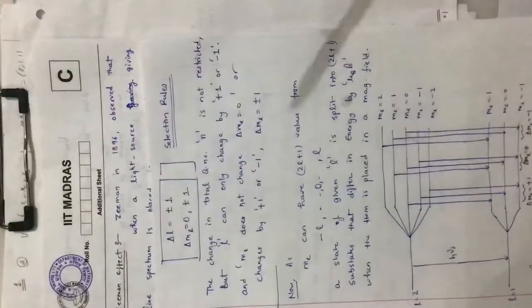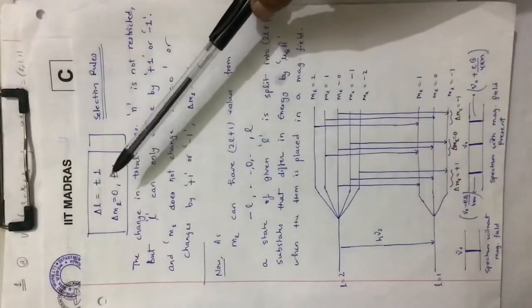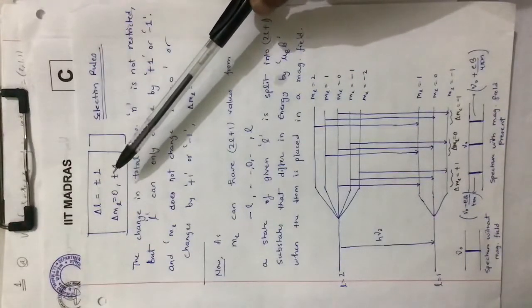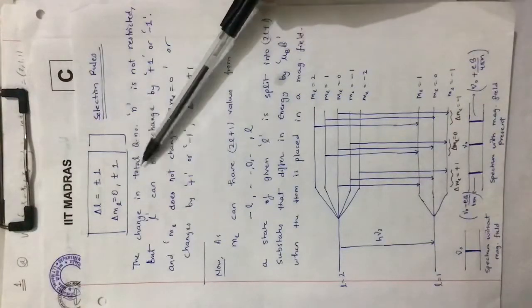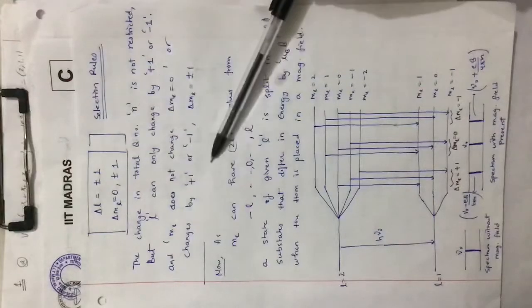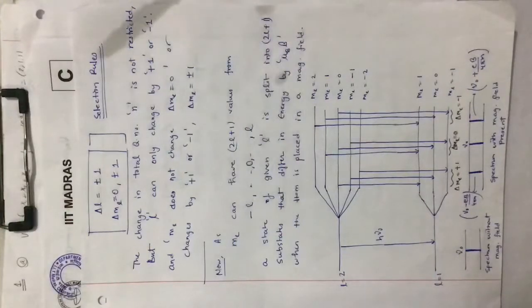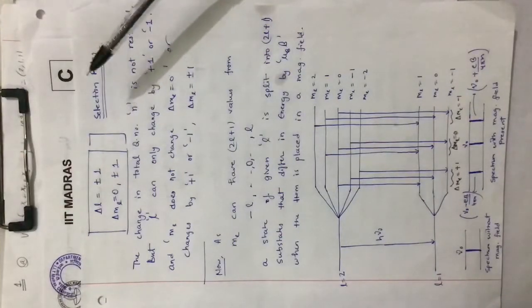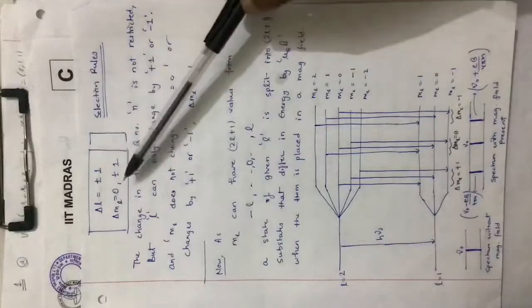So from this integration we got that n is not limited, the principal quantum number is not limited, right? But the transition is limited by the change in the orbital quantum number, ΔL, which can be plus 1 or minus 1. Initially, if L is equal to 2, then the electron can go from L equal to 2 to L equal to 1 or L equal to 3, but the electron cannot go from L equal to 2 to L equal to 0. This cannot happen. So this is a selection rule.